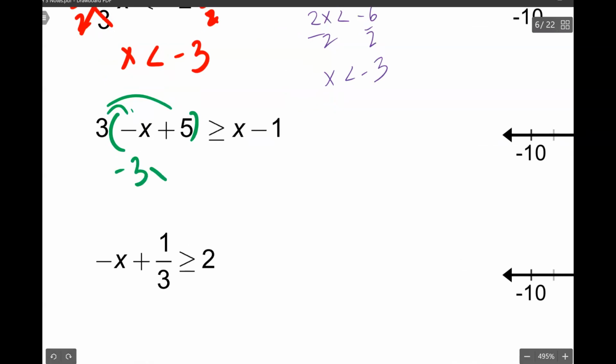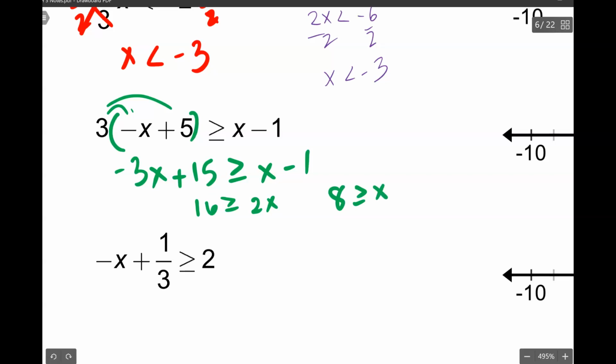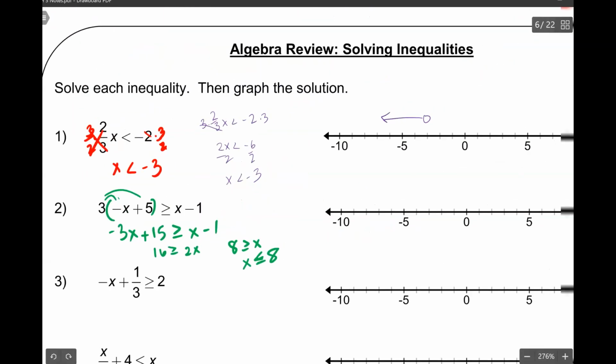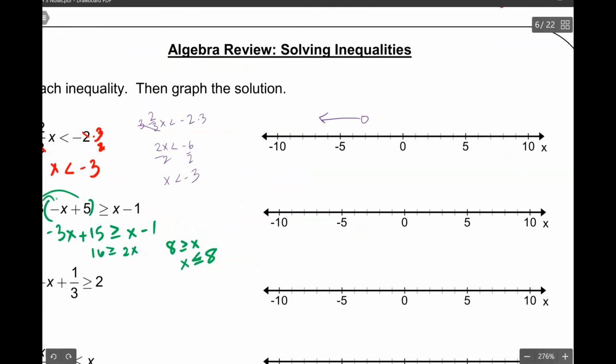Alright, there should be parentheses here. So we have negative 3x plus 15 is greater than or equal to x minus 1. Let's go ahead and add 3x on both sides. Add 1 on both sides. Divide by 2. 8 is greater than or equal to x. So if 8 is greater than or equal to x, it means x is less than or equal to 8. So I like to write my variable on the left side. So I have my closed circle. That way my arrow goes the correct way. Because if 8 is greater than x, it means x has to be less than 8.